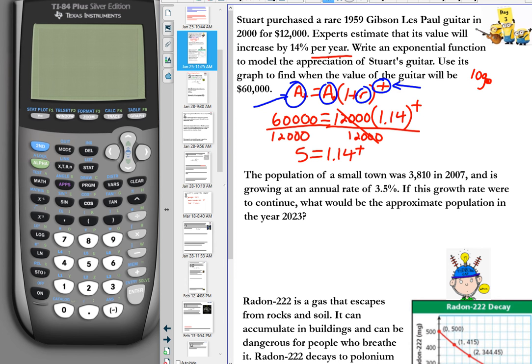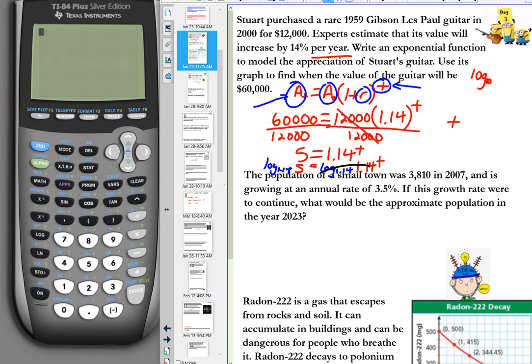So here's what I want to do. I'm going to color code it so you can see it. In order to get rid of that base of 1.14, I have to take the log base 1.14 on that side. So I'm adding a log base 1.14 on that side, and I have to do it on the other side also: log base 1.14 of 5. That's going to get the base to cancel, so the t is going to be by itself.